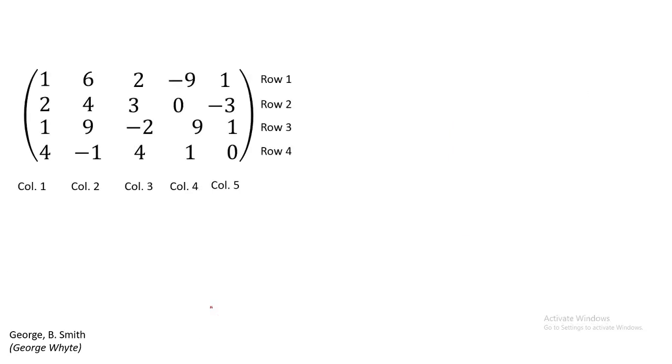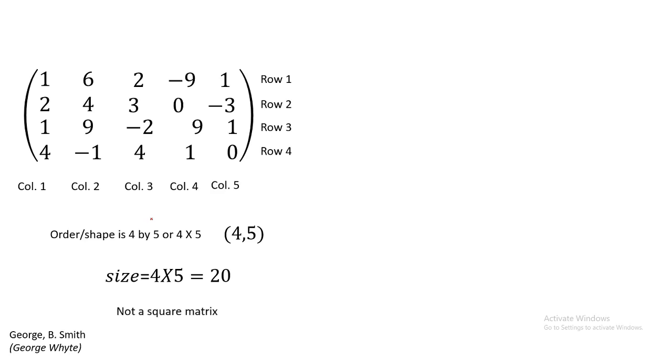This one is having 4 rows and 5 columns. For the fact that it's having 4 rows and 5 columns, the shape or the order is going to be 4 by 5, which you can write as (4, 5). And for that reason, the size is 4 times 5, which is going to give you 20. 20, that's the number of elements you have in this matrix. How many things can this matrix hold? The first one we have is 3 by 3, which can hold 9 elements. This 4 by 5 can hold 20 elements. And this matrix we have is not a square matrix.